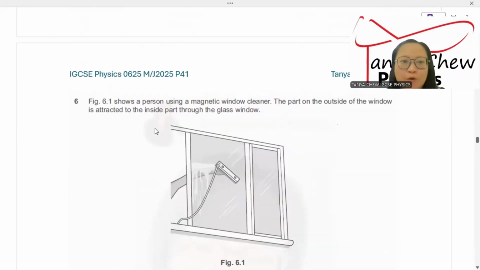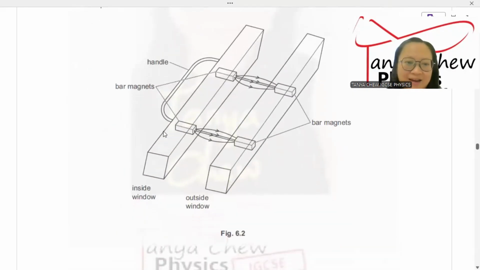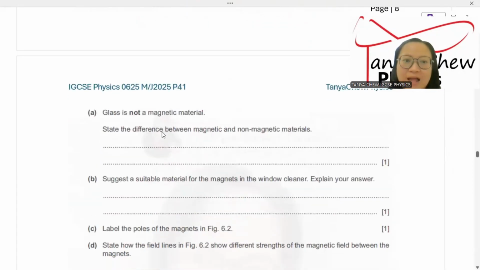Now, Fig 6.1 shows a person using a magnetic window cleaner. The part on the outside of the window is attracted to the inside part of the glass window. Each part of the window cleaner contains 2 magnets. Fig 6.2 shows the magnetic field between the parts of the window cleaner. Now, A. Glass is not a magnetic material. State the difference between magnetic and non-magnetic material.